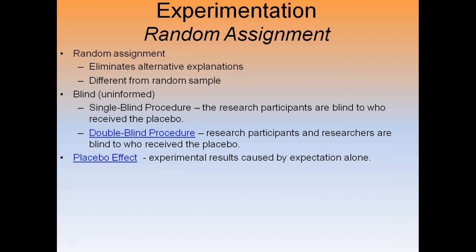Placebo effect is when you give somebody a placebo, so you're telling them they're getting the treatment, but really they're not. So for example, they might be getting a sugar pill. But the placebo effect is when you see results that are caused purely by expectation.